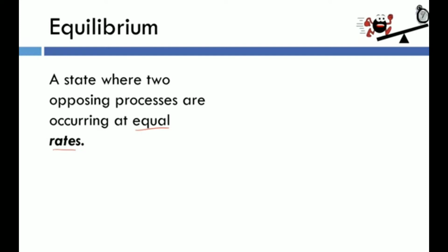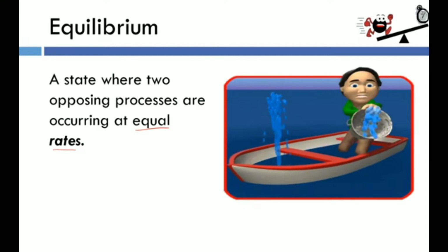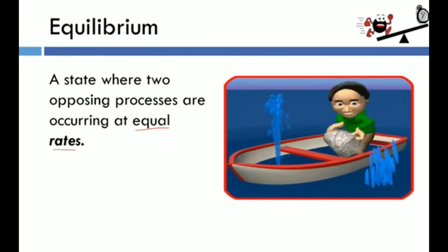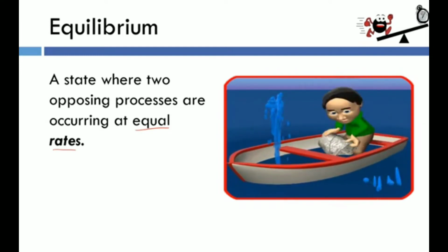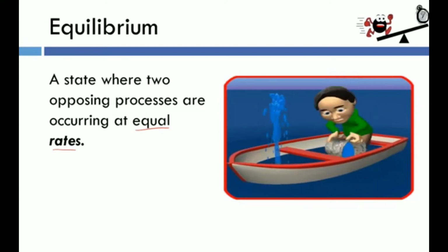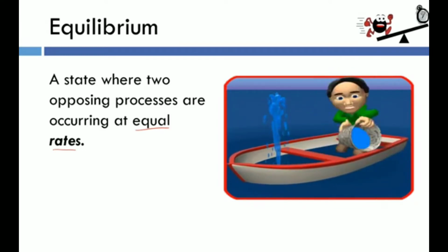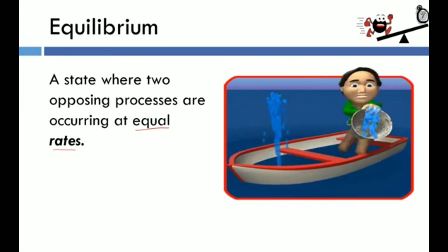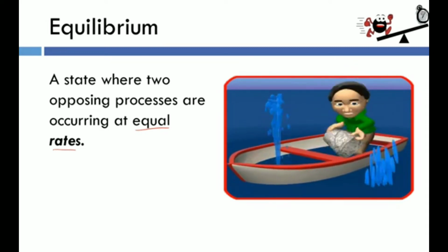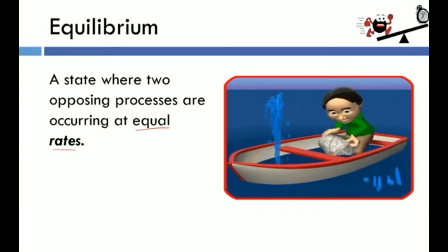So here's an example that can show you what we mean by equal rates. As you can see in this animation, the person is bailing water out of the boat at the same rate at which water is filling into the boat. So we have two opposing forces happening at the same speed. How can we tell that they are at equilibrium? Because the concentration or amount of water in the boat is constant.